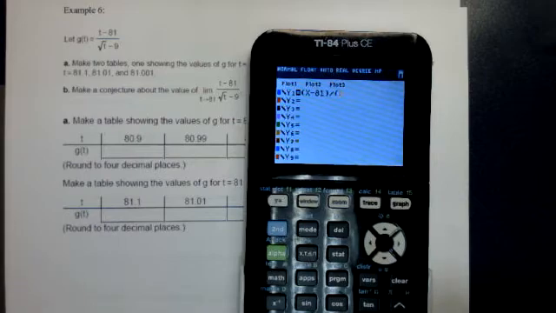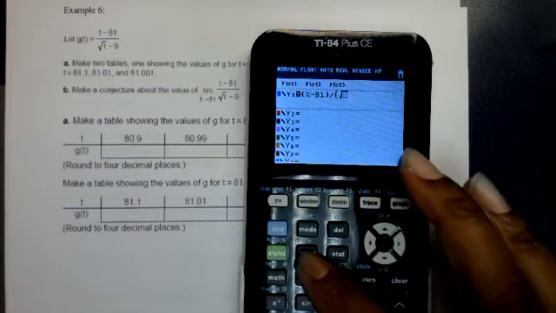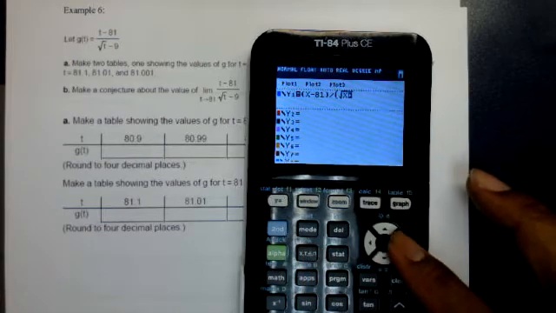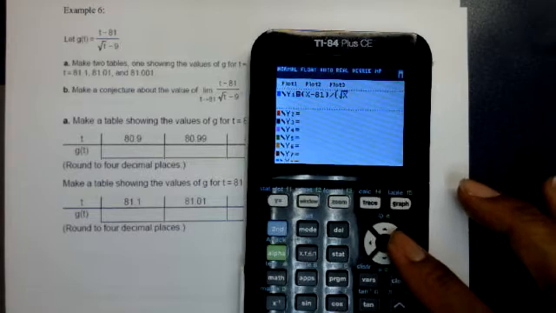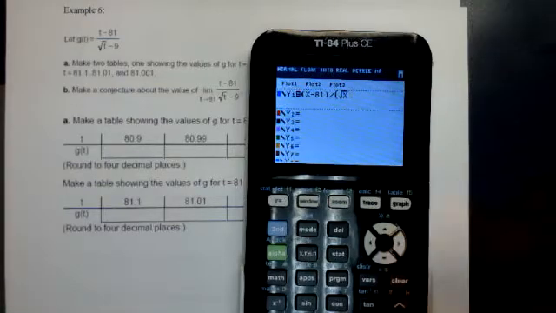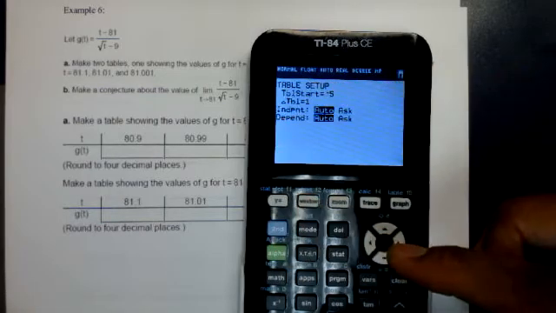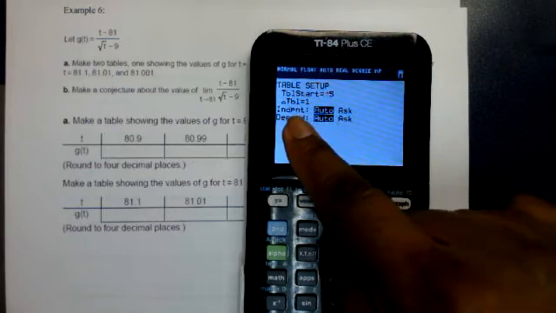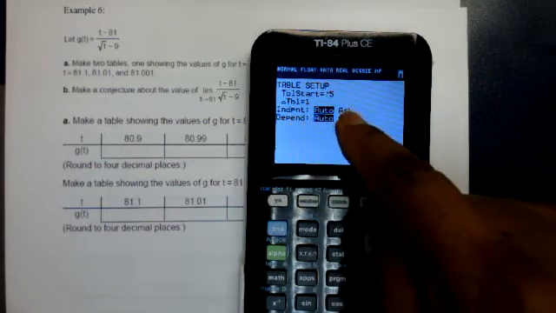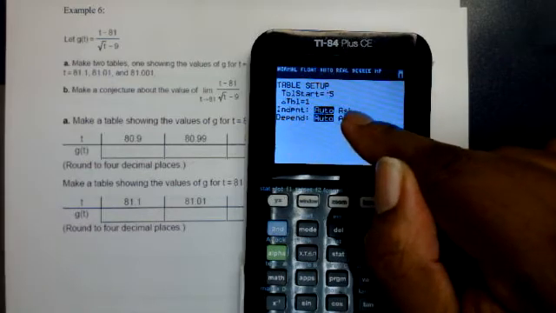So it'll be left parenthesis. Now the square root, I'm going to do second x squared for the square root. And I'm going to use x. And then I'm going to use my right arrow key to get out from underneath the radical, then minus 9, close parenthesis.